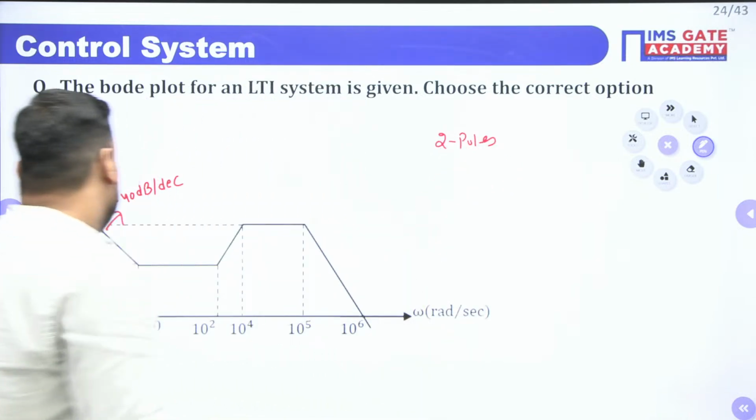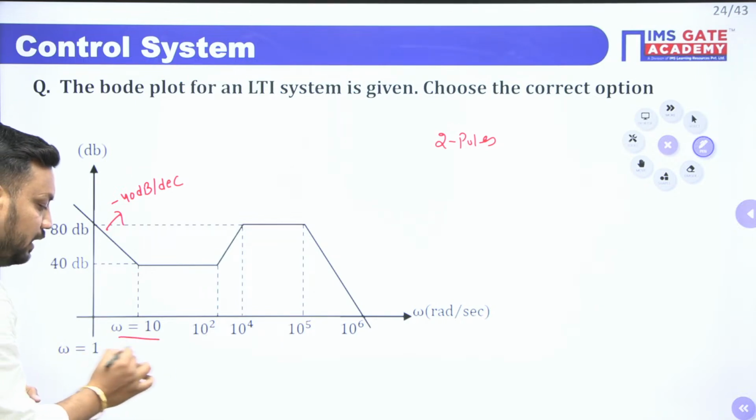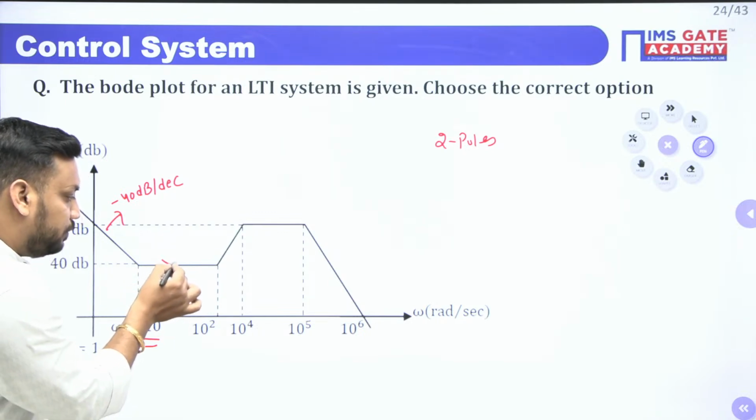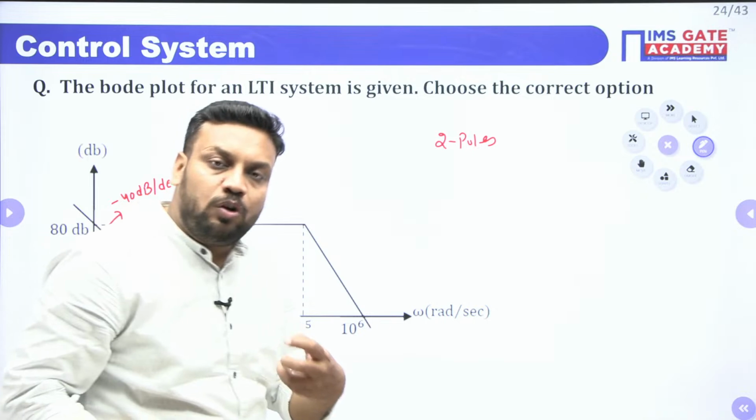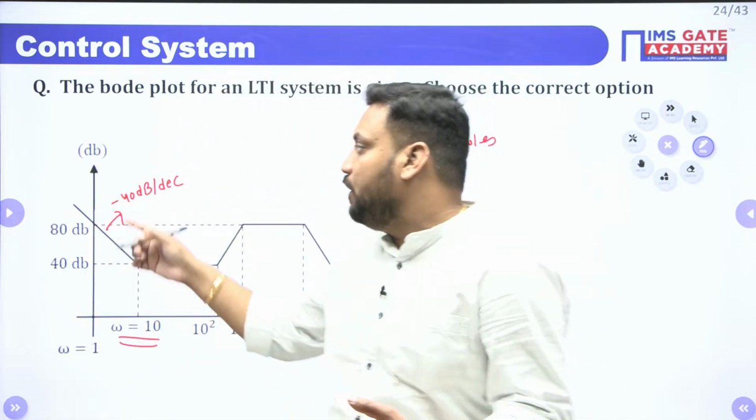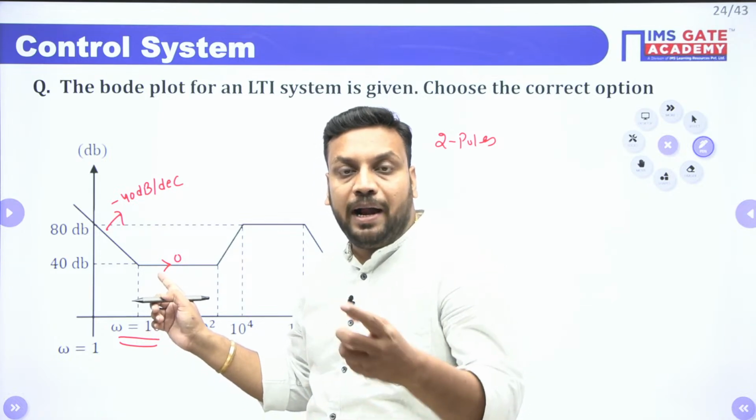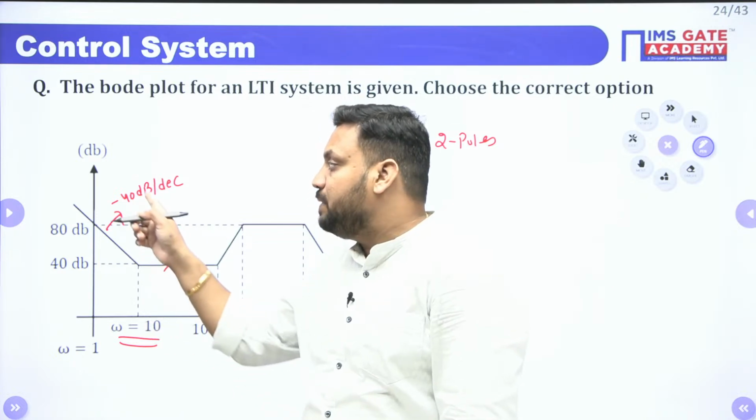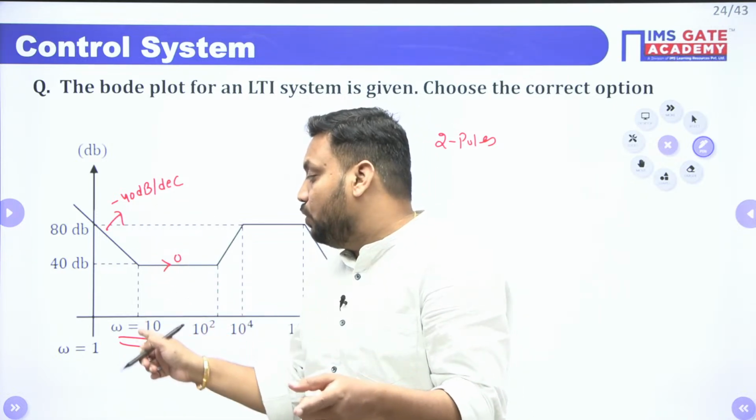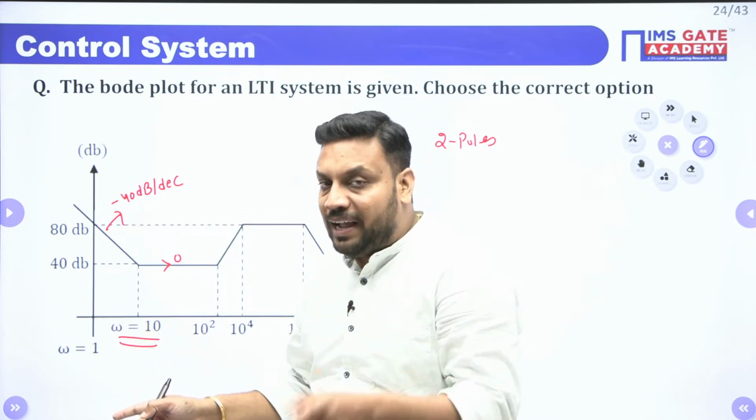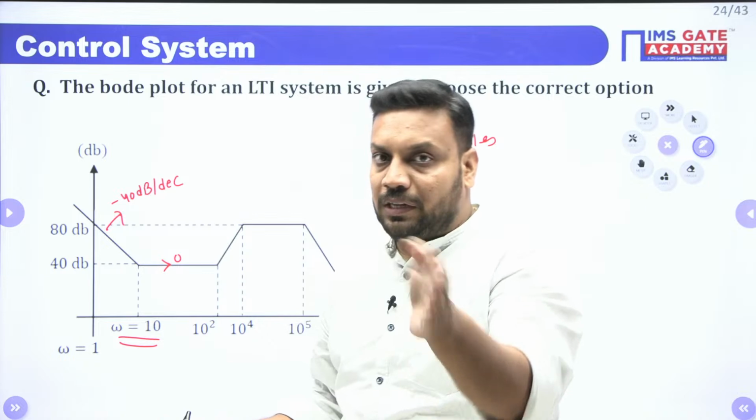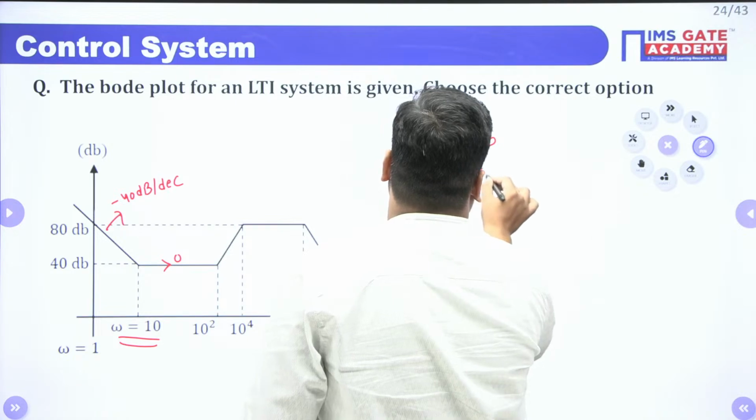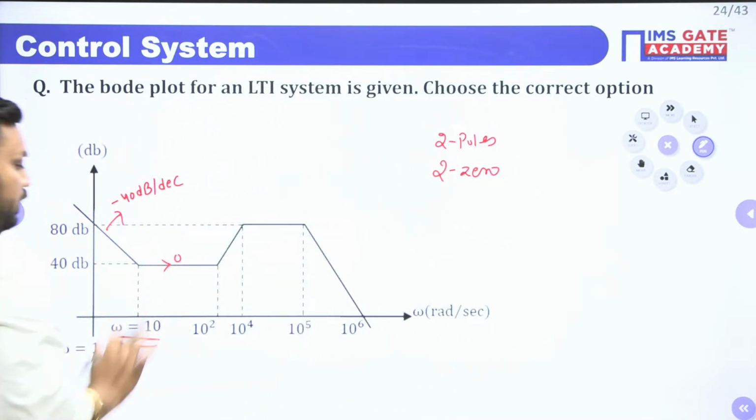Now at this frequency omega equal to 10, there will be a contribution, because earlier slope was minus 40 and the next slope is 0. Then tell me guys, what value do you need to add to minus 40 so that it becomes 0? We have to add plus 40 to compensate minus 40. So omega equal to 10 will contribute 2 zeros, because minus 20 is one pole, plus 20 is one zero. So at omega equal to 10, you have 2 zeros. Till now we have 2 poles, 2 zeros, equal, no problem.